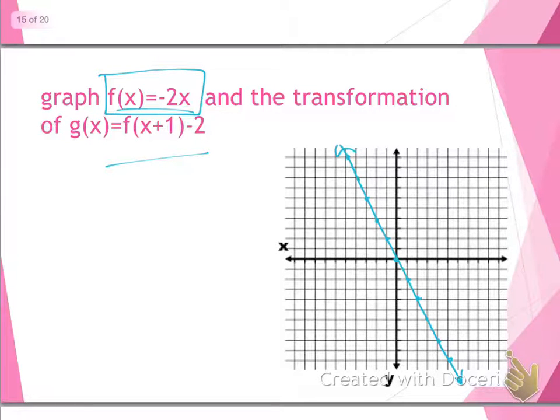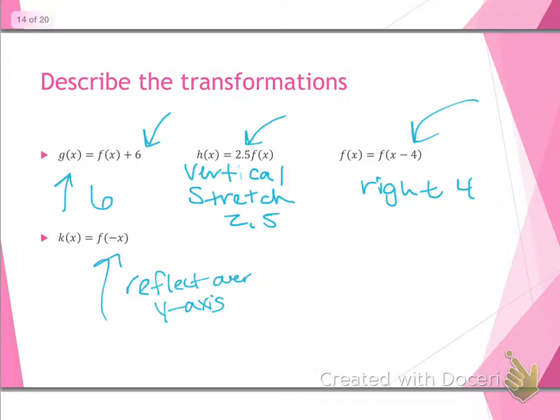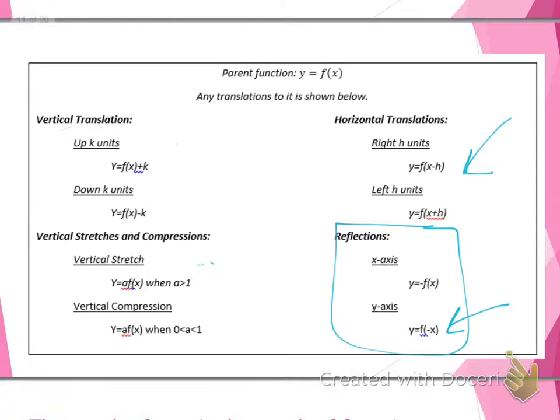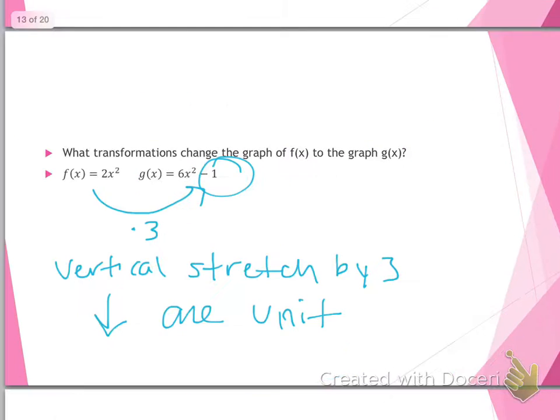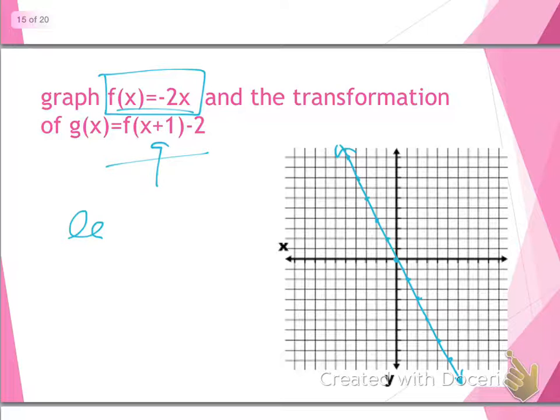Okay, and now what we can do is look. So if I have plus 1 on the inside here, that's going to move it. If we're looking at inside of the parentheses, and it's a plus sign, we're moving it left that many units. So we're moving it left 1. So I'm going to look at all of my points. I'm going to use yellow for this, and I'm going to move all my points left 1. Draw my line.